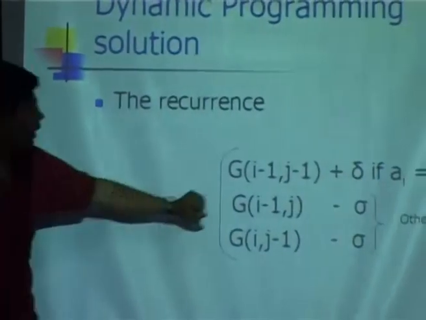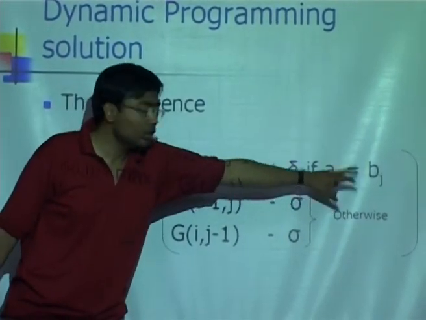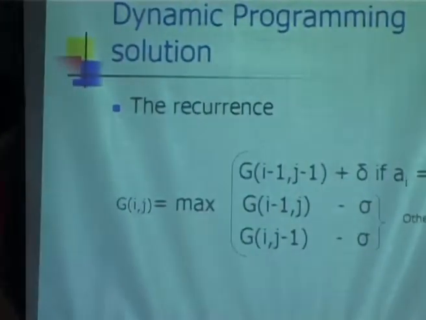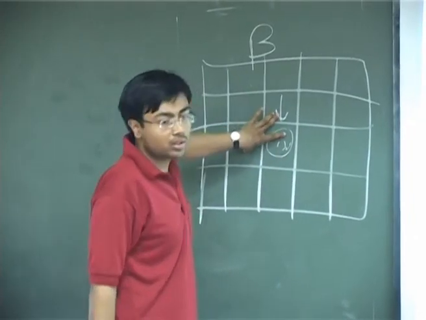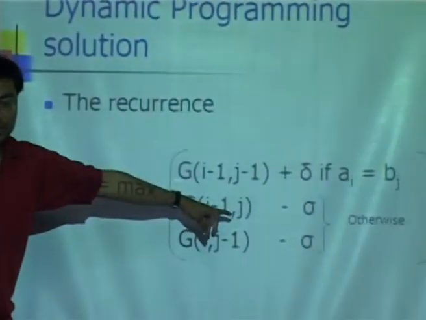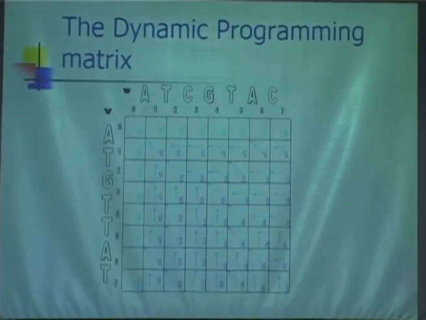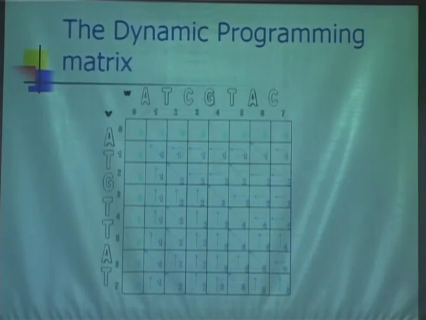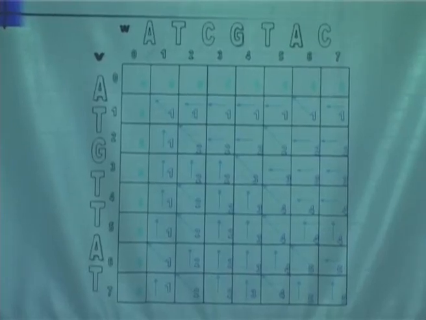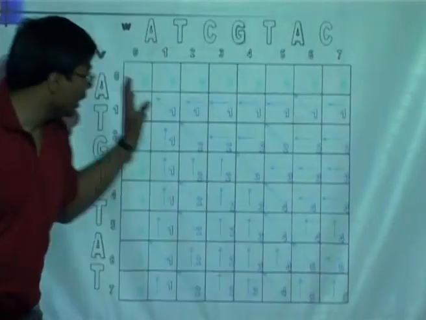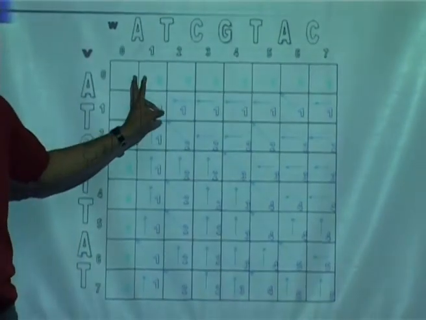And the recurrence is defined as the max of g(i-1, j-1) plus delta if there is a match between ai and bj. Otherwise, either we come from this place or we come from this place. These two positions correspond to insertions and deletions, and for them we impose a penalty, that is sigma. So what we have is this sort of dynamic programming matrix. This is the case of longest common subsequence, which is a special case of sequence alignment. So we just form this matrix and fill up these values, and then from the last cell we have to trace back to find the optimal alignment.